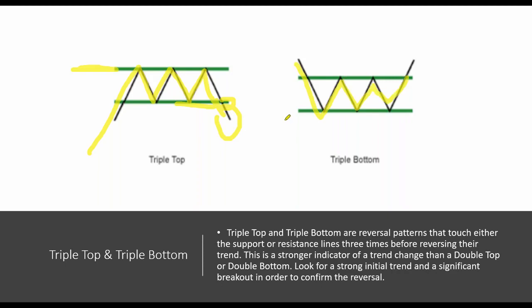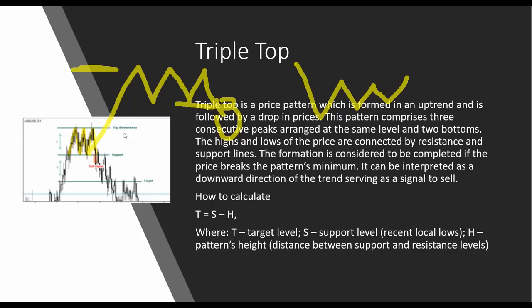Okay. So triple tops and triple bottoms are reversal patterns that touch either the support or resistance line 3 times before reversing their trend. This is a stronger indicator of a trend change than a double top or double bottom. So look for the strong initial pattern and a significant breakout in order to confirm. Remember, use other indicators to make your final decision, especially volume.